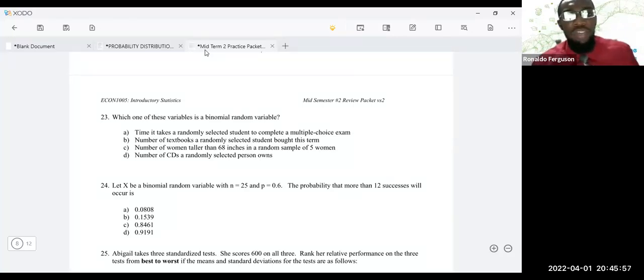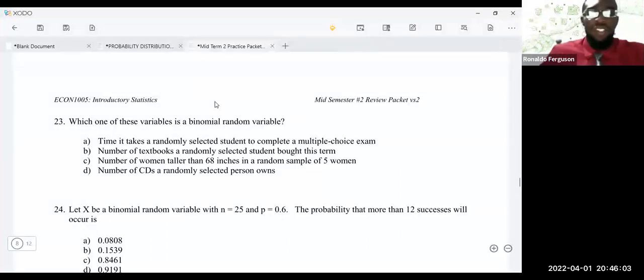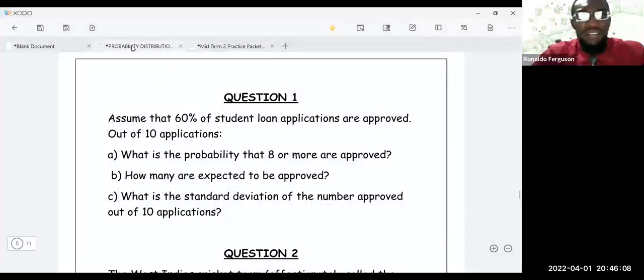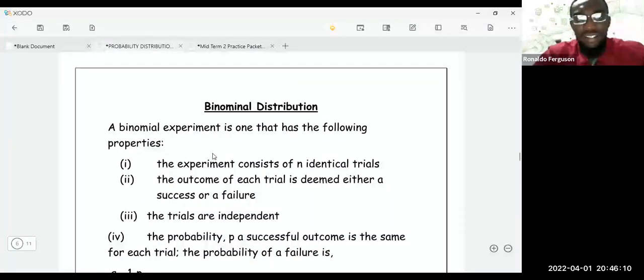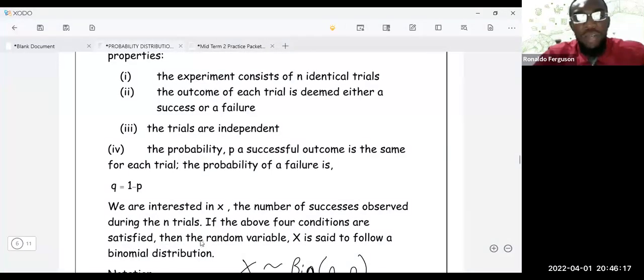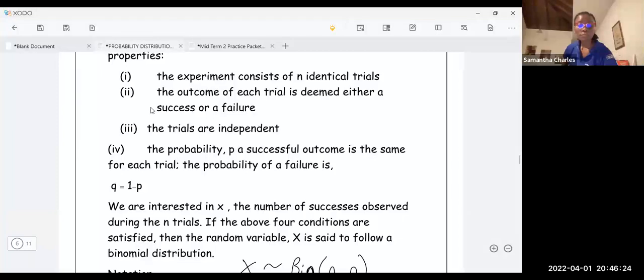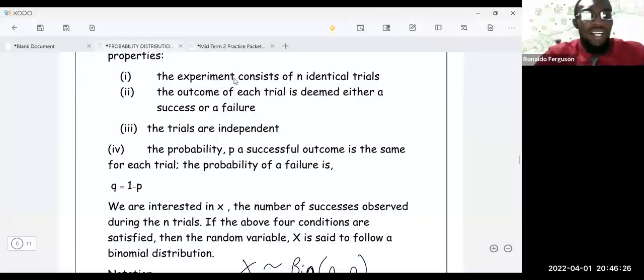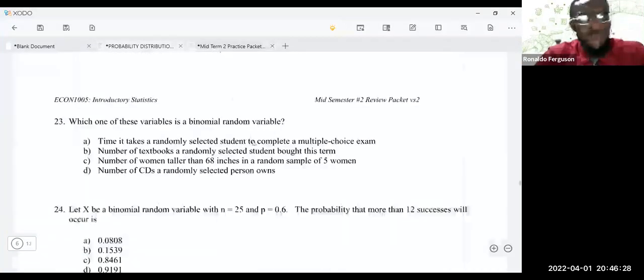So question 23 says, which of these variables is a binomial variable? Remember what we said binomial had to be. Binomial has to satisfy these four conditions; you don't get them out of nowhere. Number 1, binomial must be random, meaning it's countable. The trials must also be independent. So let's look back at the question.